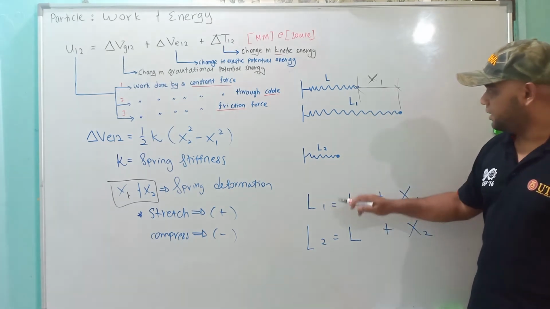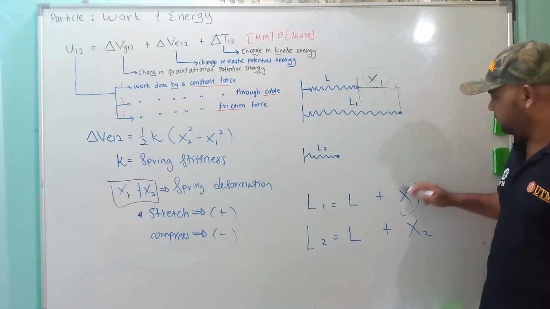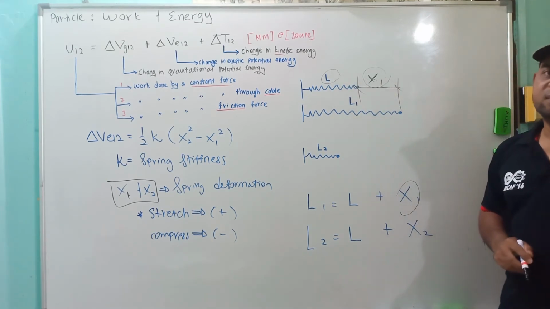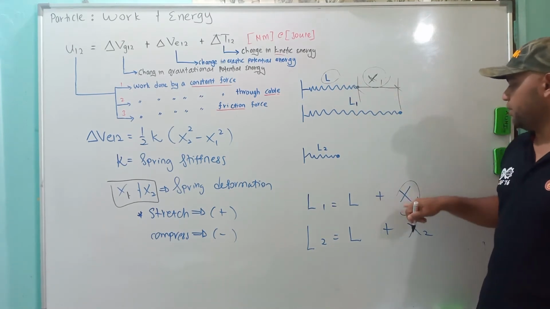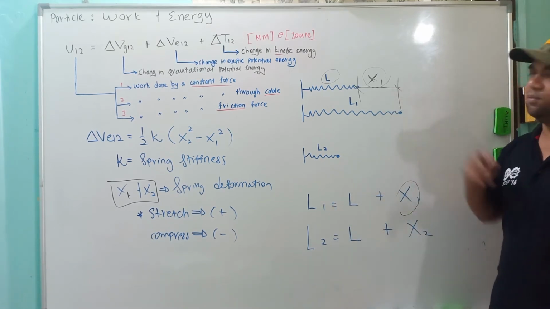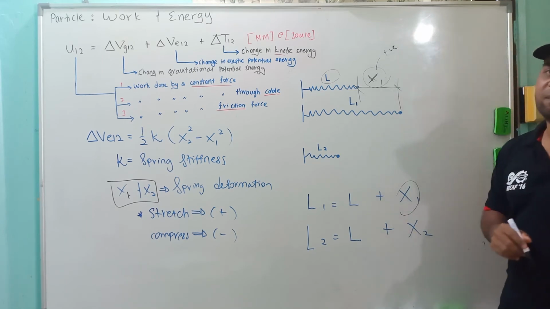So you have here, this is L1, L1 equal to X1 plus L. Okay, or if you want to find the X, you make X1 equal to L1 minus L. So same, you will have the X1. So this one, X1 is positive.